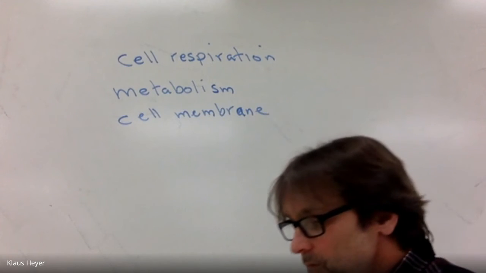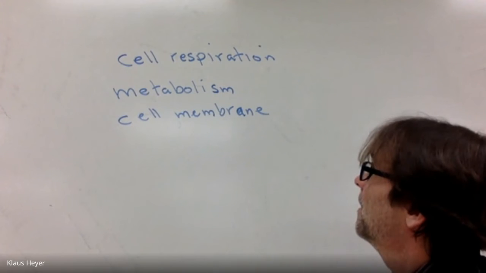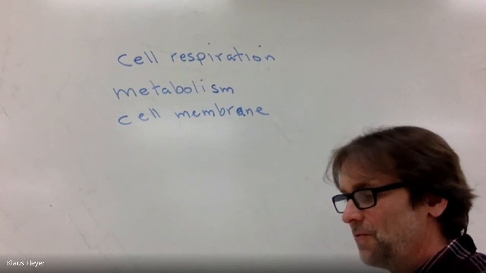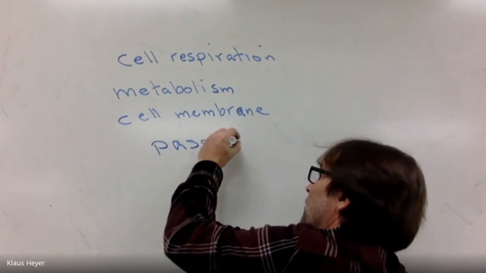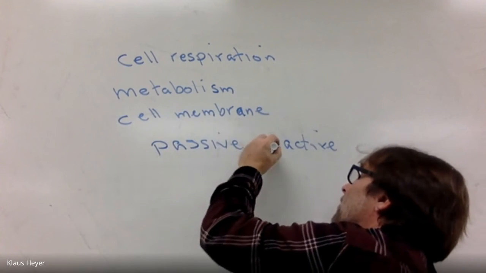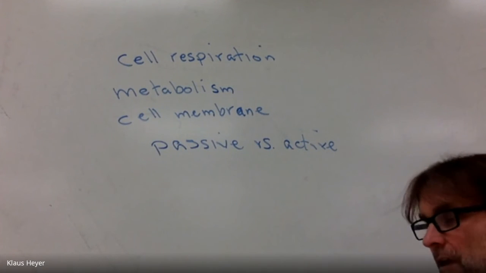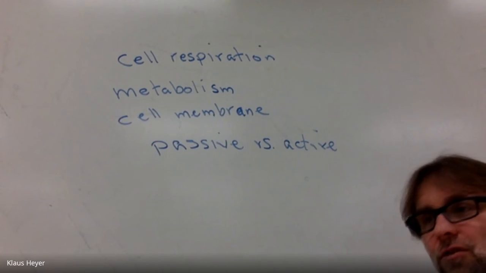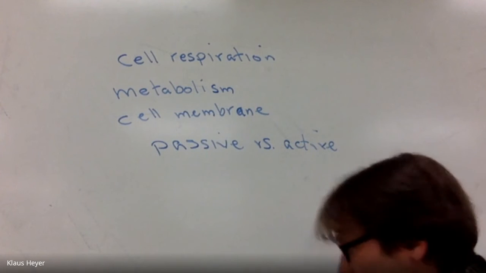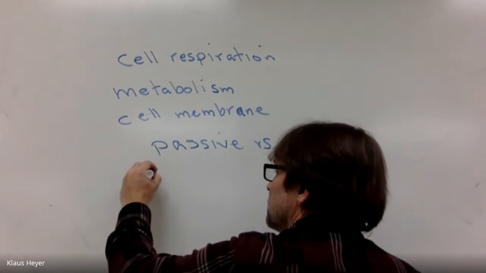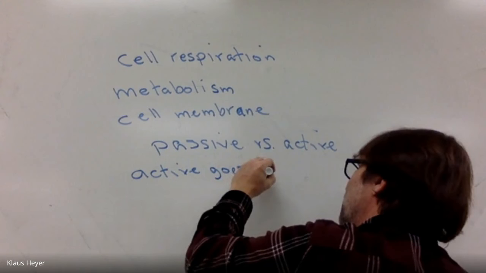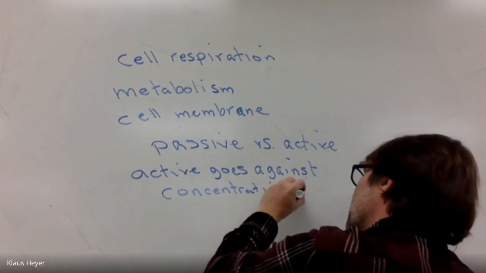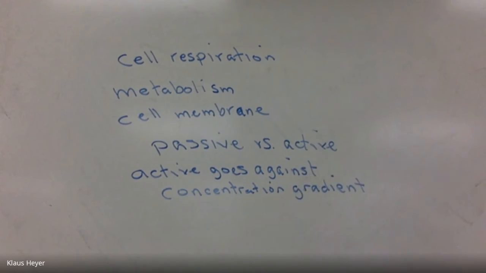Then I'll ask you some questions about the cell membrane. You know what? I'm probably not gonna be able to even get to metabolism. But let me talk about cell membrane. Cell membrane is the next chapter. Passive transport versus active transport. Passive transport does not use energy. Active transport uses energy. Active transport goes against the concentration gradient, meaning against diffusion.